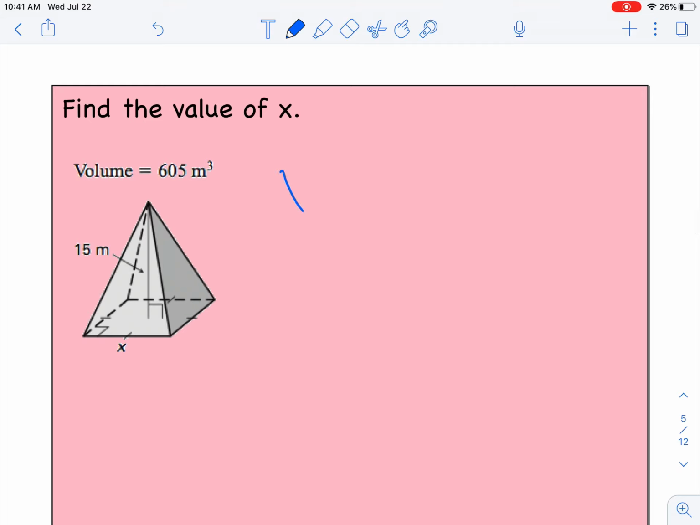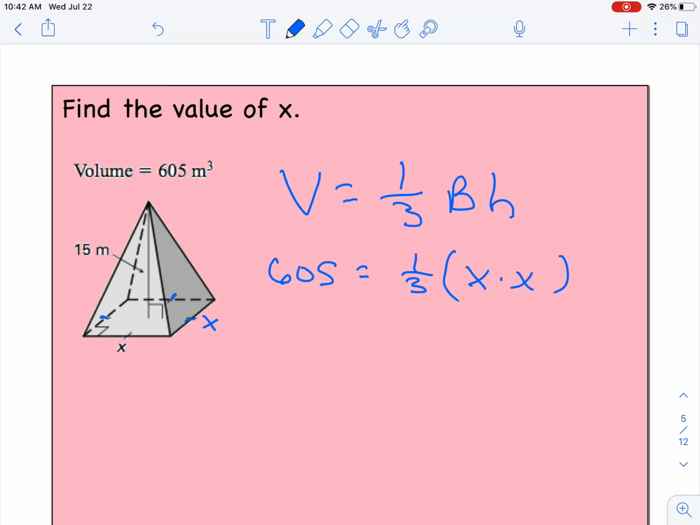We're going to move on to working backwards on one where they're giving us the volume, and we're solving for something else. So the volume formula for a pyramid is 1/3 the area of the base times the height. I'm given my volume is 605. That's equal to 1/3. My base area, it's regular, I can see these are all marked, so that's x by x. So x times x. And then my height is 15. So 605 is equal to 1/3 times x squared times 15.